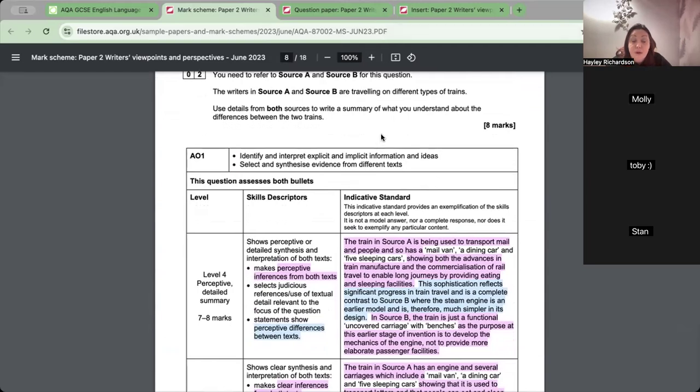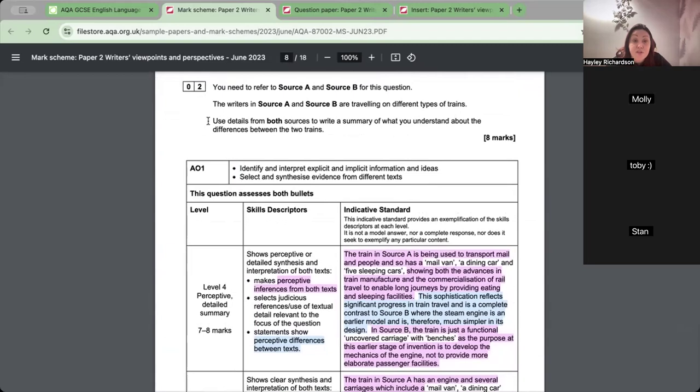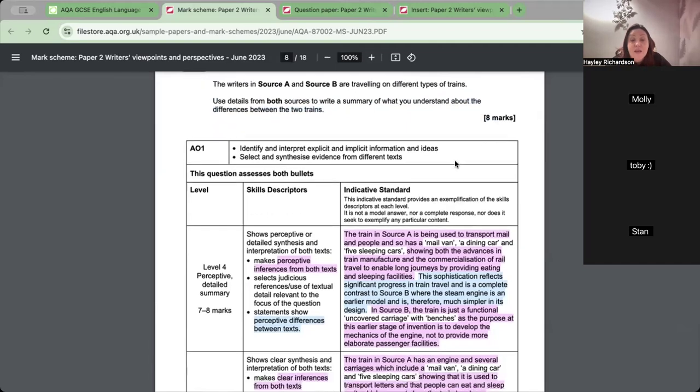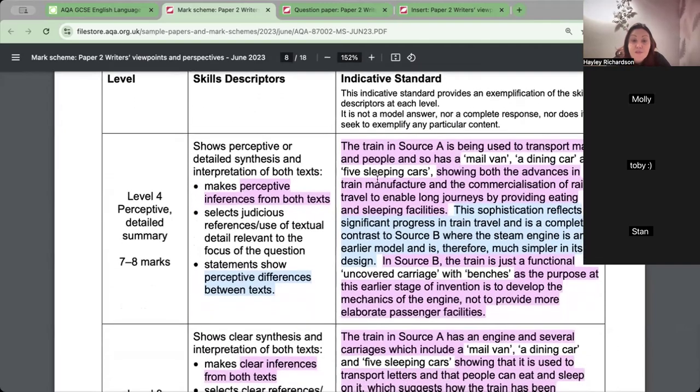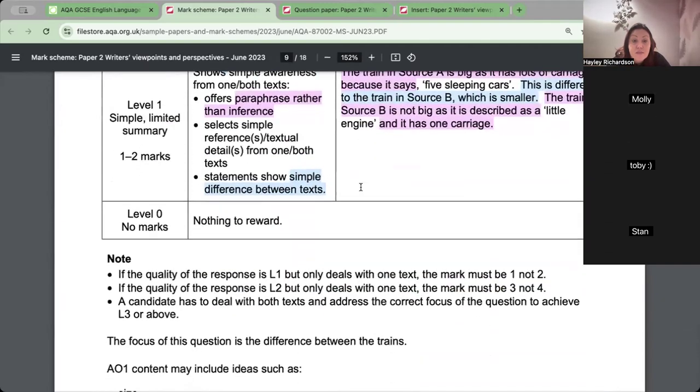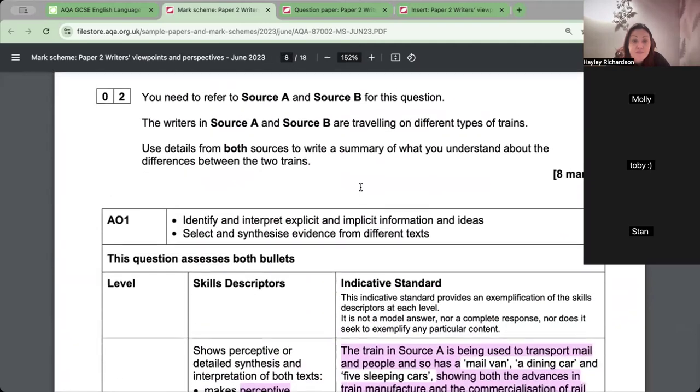So I just want to really highlight this to you because of the terminology on this question, so question 2 on paper 2 in section A, is always going to be use details from both sources to write a summary of what you understand about, and this is the only bit that will be different. Okay? What it's actually asking you to do is to show how the writers have been influenced or why they've chosen what they wanted to do. So if you're looking for top marks on this, is this just this question? Yeah, this is just this question.